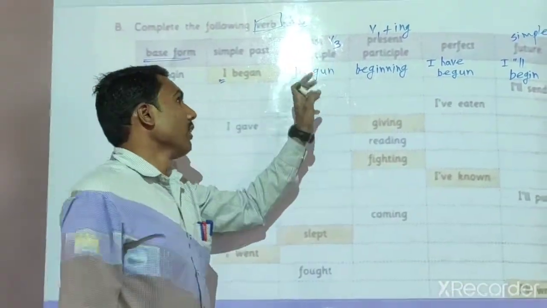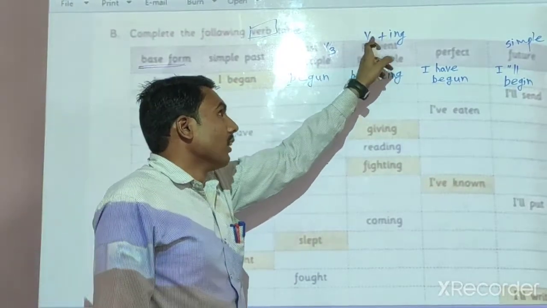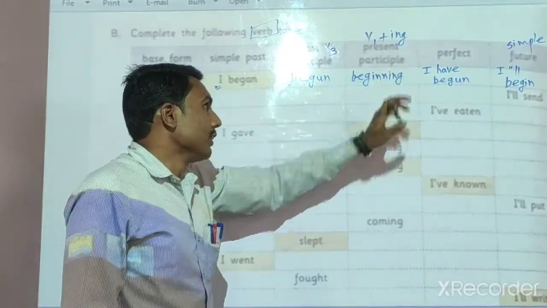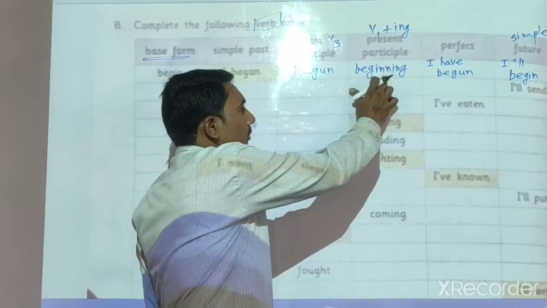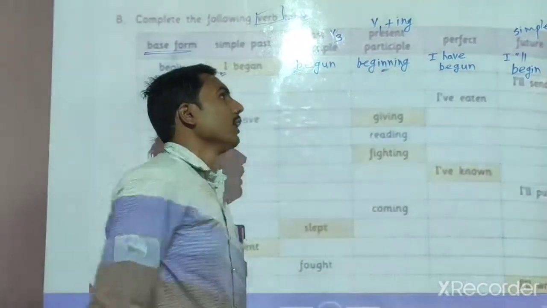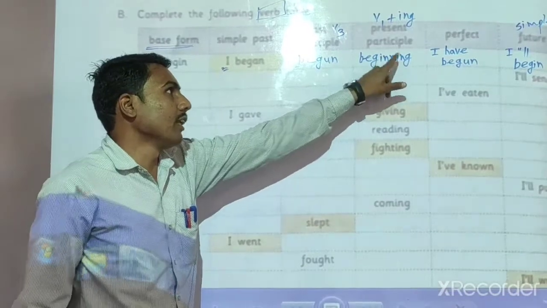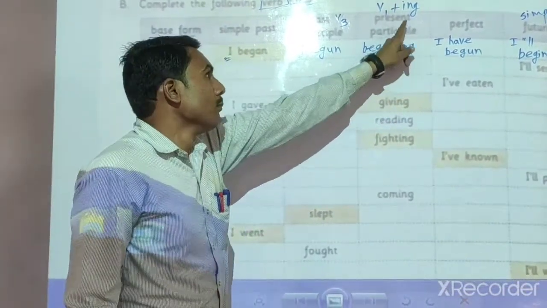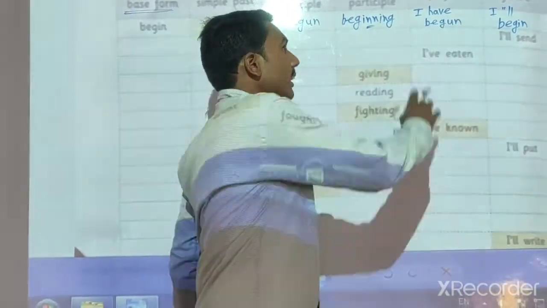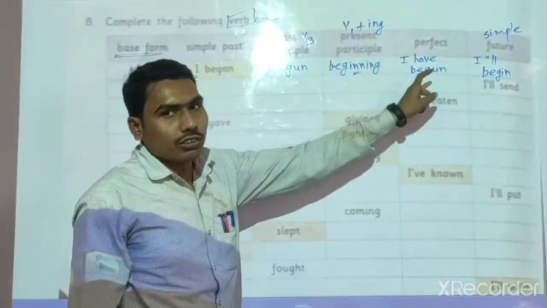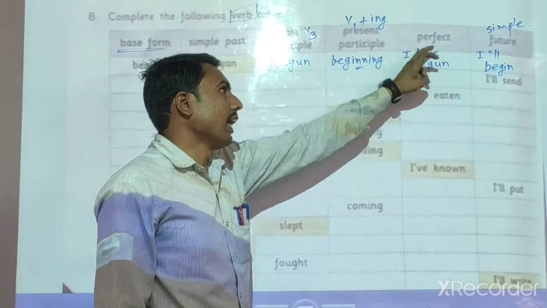Begun is the past participle, third form of the verb. Sorry, begun. And then present participle. That's beginning. Look here. We add here double N. BEGINNING. Beginning. It is the present participle. Then the perfect tense. I have begun. Present perfect tense. I have begun.